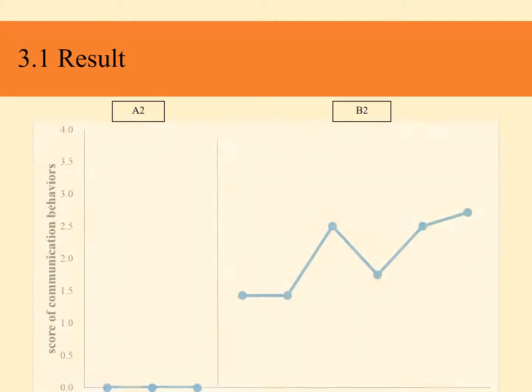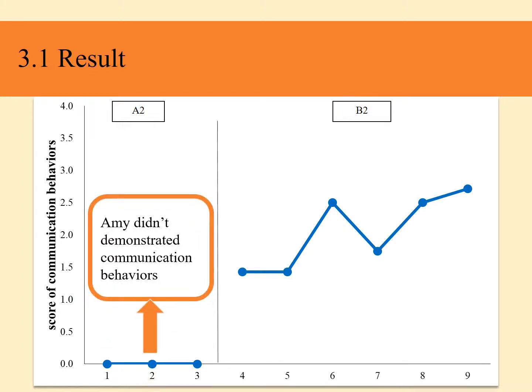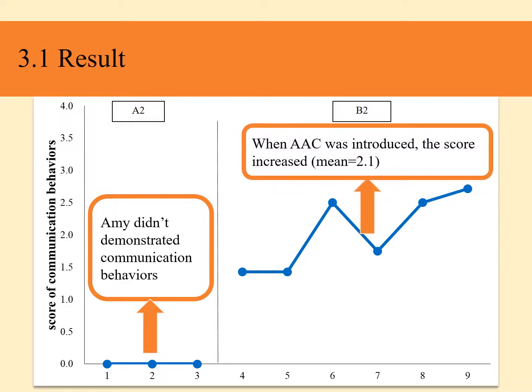Now, let's talk about the score of communication behavior. In baseline 2, we found out that Amy didn't demonstrate communication behaviors. So, the phase went into intervention 2. When AAC was introduced, the score of communication behavior increased.